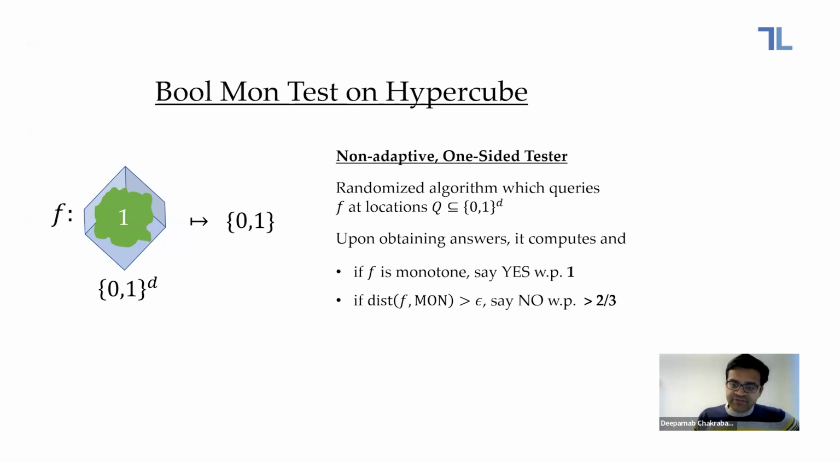But if the function is far from monotone, and what does that mean? It means that if the function is at least epsilon-far, where epsilon is a parameter, that is, I have to change the function in at least epsilon times 2^d points to make it a monotone function, then the tester should say no with decent probability, at least 2/3. So that was the definition of a monotonicity tester, in particular a non-adaptive one-sided tester.